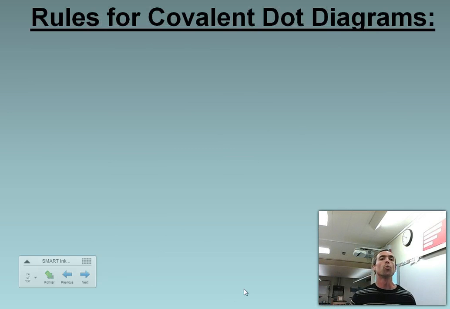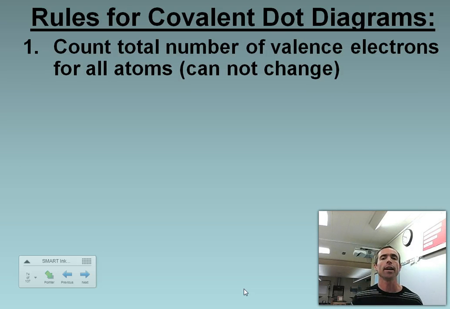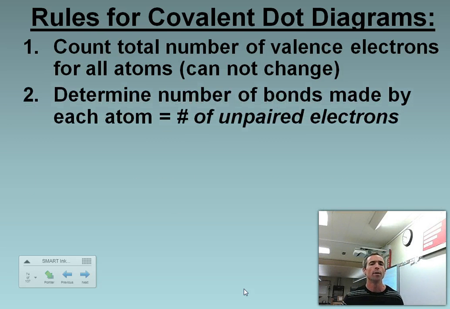All right, now the rules for covalent dot diagrams. This is how you draw covalent compounds. Number 1, we have to count the total number of valence electrons, which of course can be determined by looking at the group number on the periodic table. Remember, this cannot change. Number 2, we need to determine the number of bonds each atom makes.